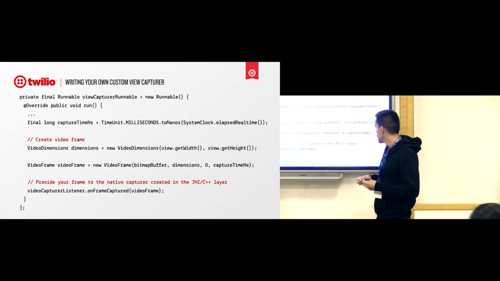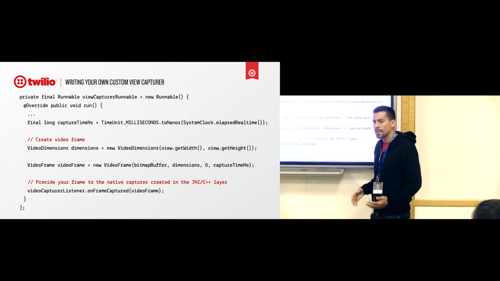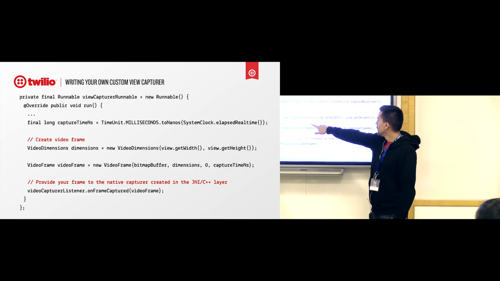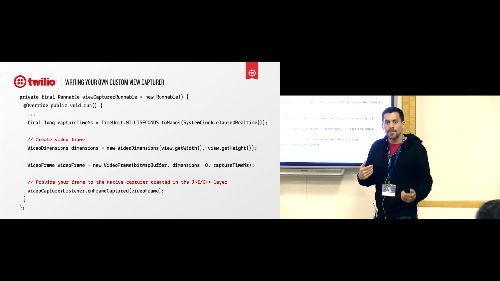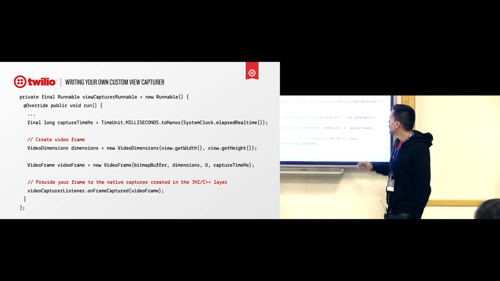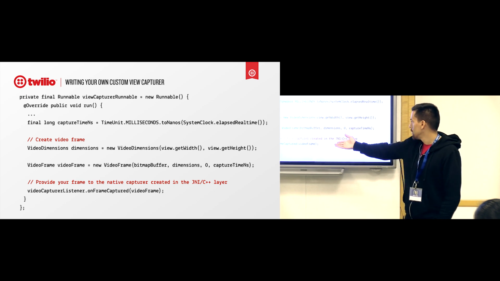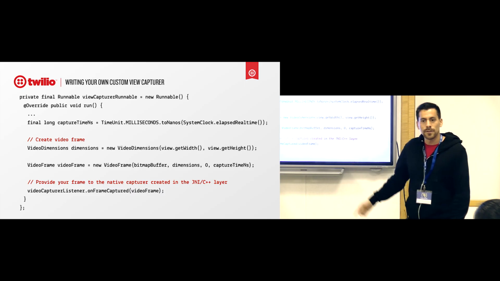At that point, I've got my bitmap with the data from the view, and now I just need three things. I need the buffer from the bitmap, which is like a raw byte array. I need the dimensions of the view, so I go ahead and create that. And then I need a timestamp that indicates when that frame was captured, so I'm using the system clock in this case. Now I have what's considered the video frame, and I can provide it to the internal Cricket video capture I mentioned earlier by calling onFrameCaptured.